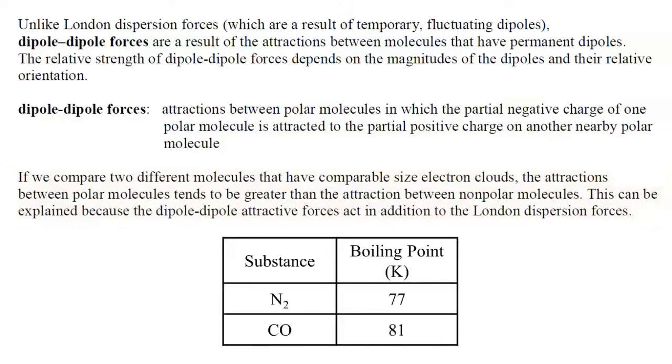As an example, here are two molecules with comparable size electron clouds. Nitrogen, N2, has 14 electrons. Carbon monoxide, CO, also has 14 electrons. But the boiling point of CO is slightly greater than the boiling point of N2. And that's because N2 is nonpolar and only experiences London dispersion forces, whereas CO is polar and experiences both London dispersion forces and dipole-dipole forces.